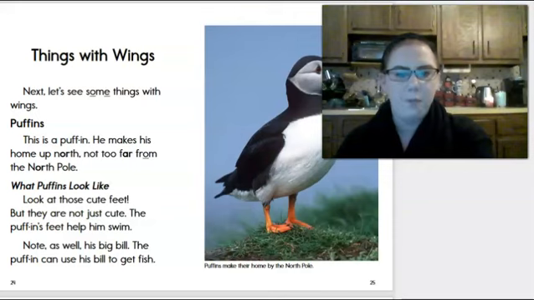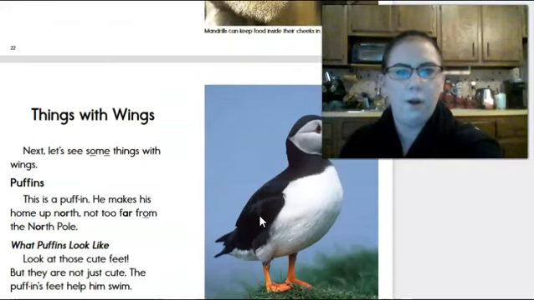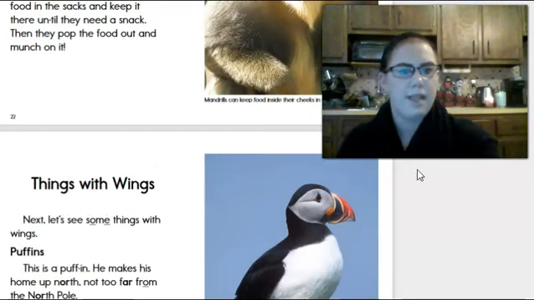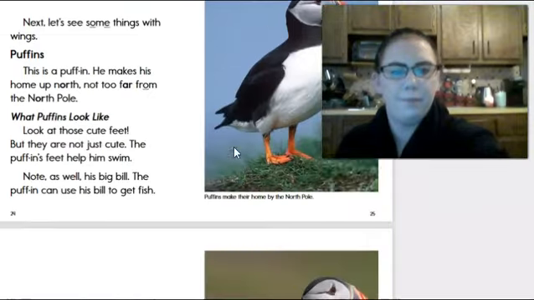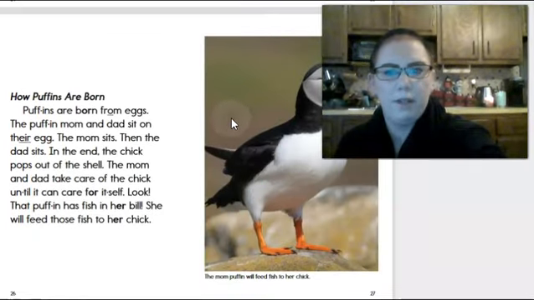And the picture's caption says, puffins make their home by the North Pole. And if I scroll down here, you can see the bill, the colorful bill on that puffin. Oof, got a lot of food on this one.